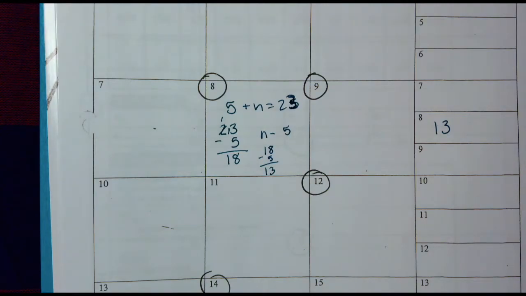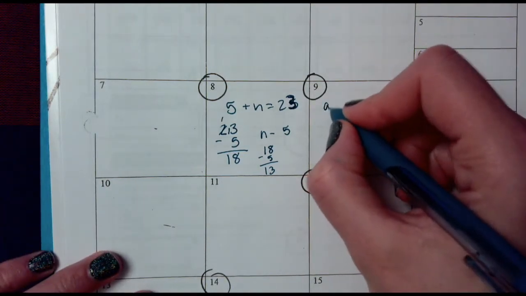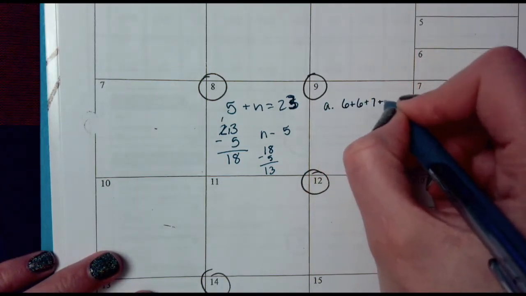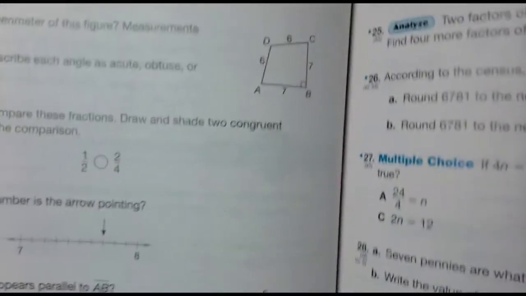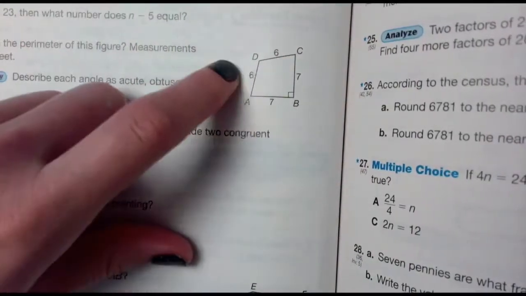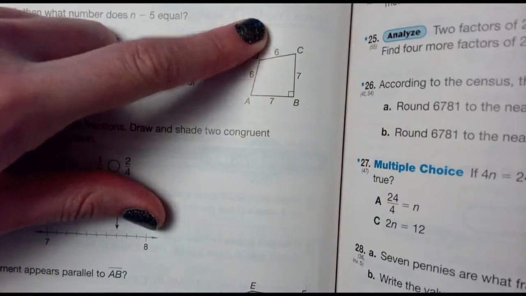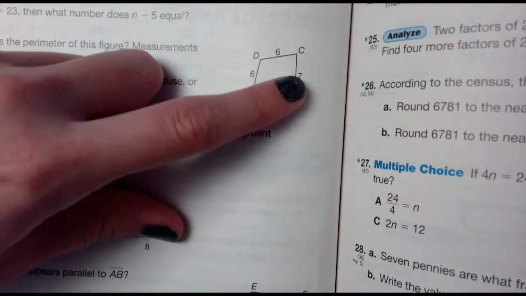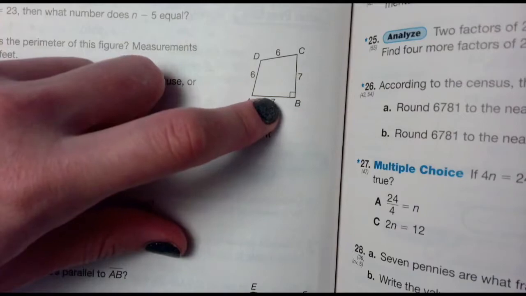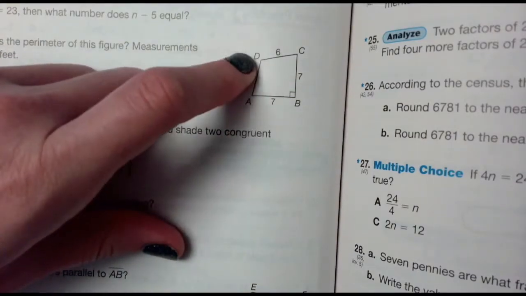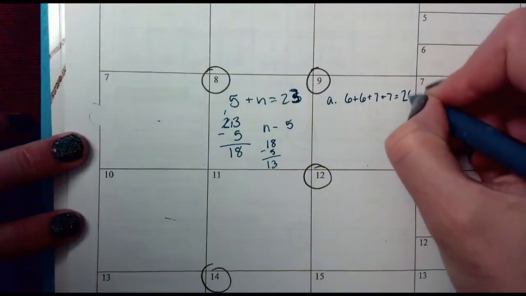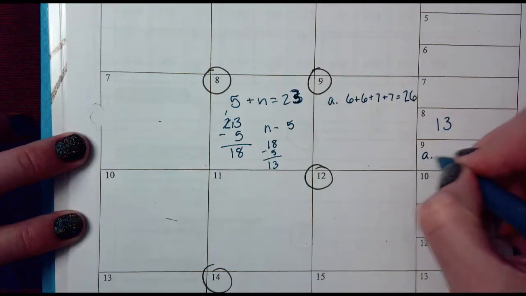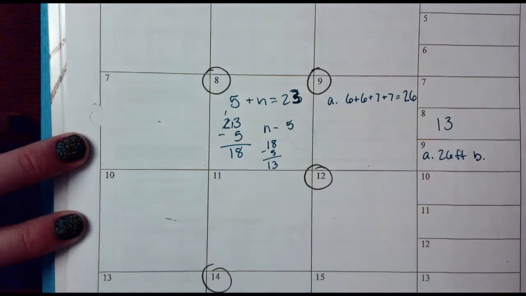9. What's the perimeter of this figure? Measurements are in feet. So we've got 6 plus 6 plus 7 plus 7. 6 plus 6 is 12. 7 plus 7 is 14. 12 plus 14 is going to be 26. It said it was in feet, so A, 26 feet.